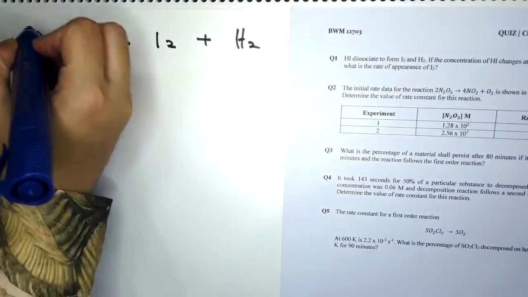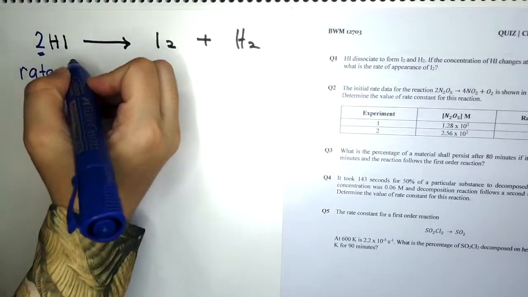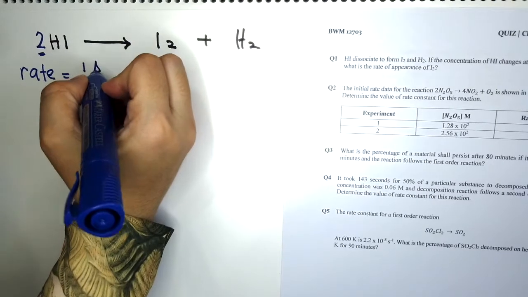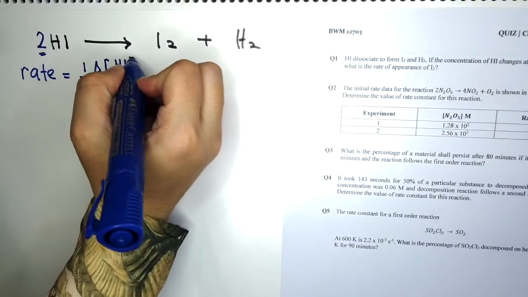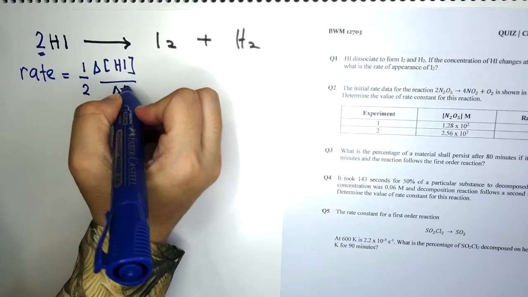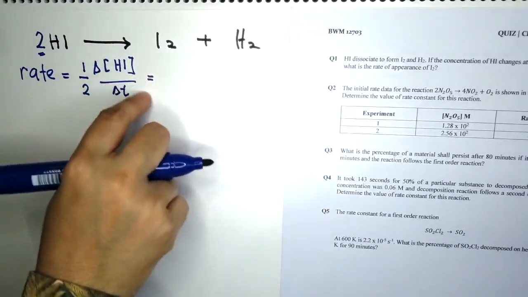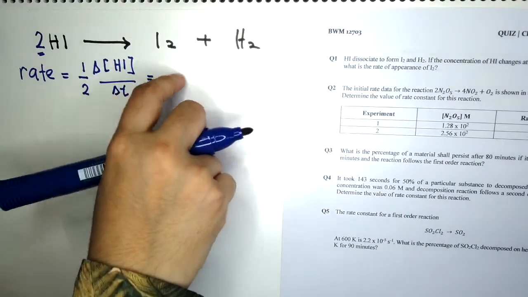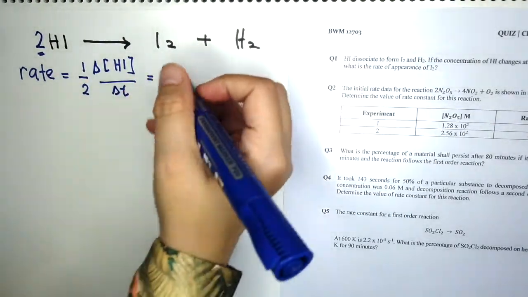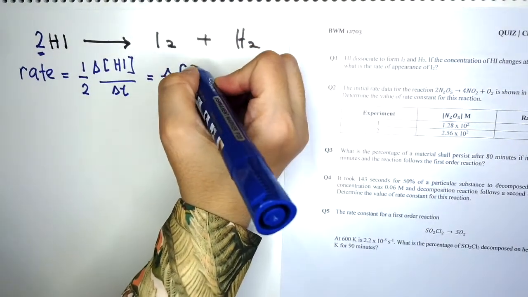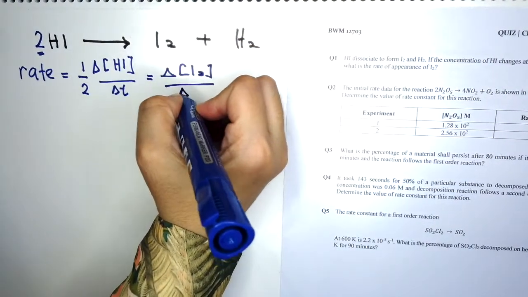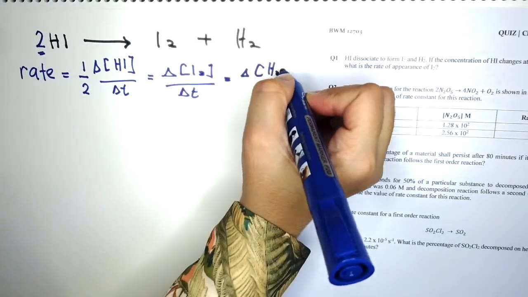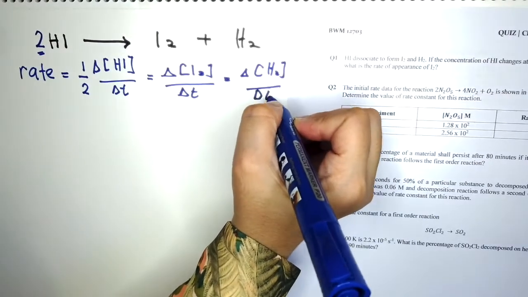Now, because you have 2 here, we are going to write 1/2, right? And then you will have delta concentration of HI over delta t, equivalent. So make sure that you write equivalent, not bigger than, or not you write a rate again. So it's equivalent to delta concentration of iodine over delta t, equivalent to delta concentration of H2 over delta t.